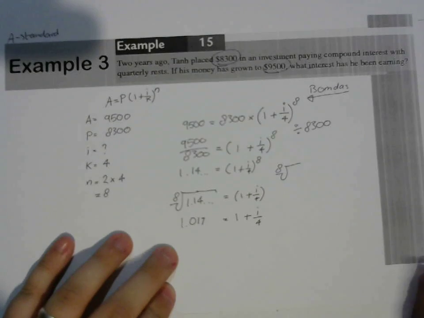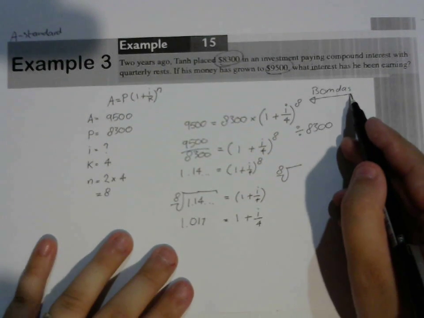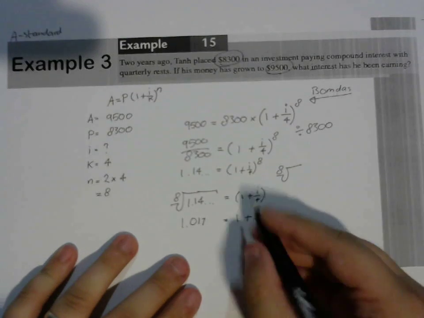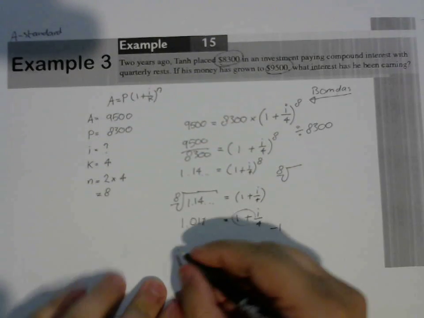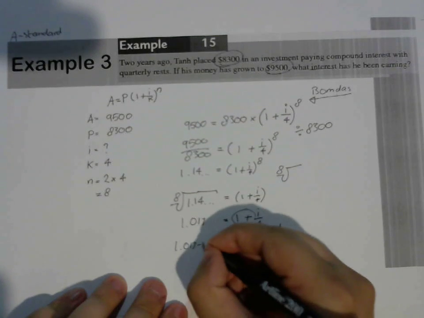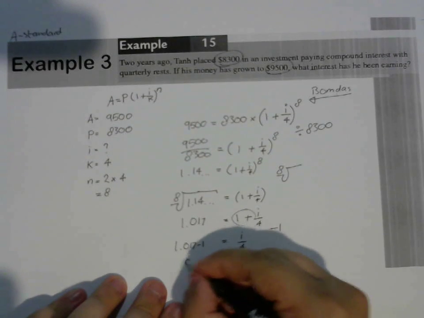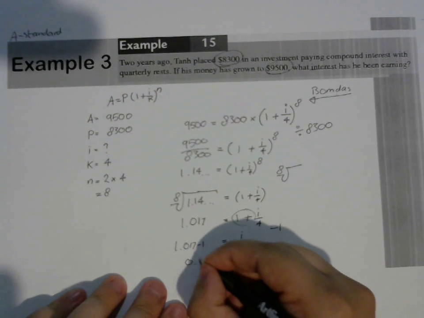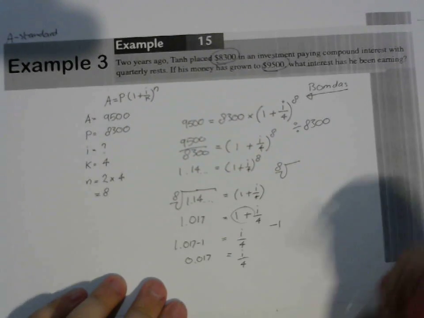Okay, back to the beginning of our reverse BODMAS. Do we have any addition or subtraction terms? Yes, we're adding this plus 1. So I'm going to get rid of 1 on both sides. So 1.017 minus 1 equals I over 4. This is 0.017 equals I over 4.